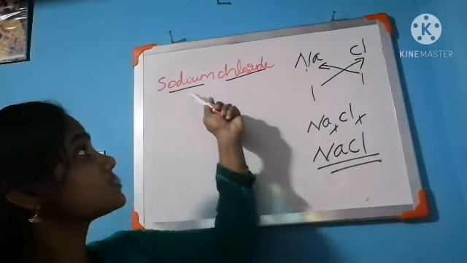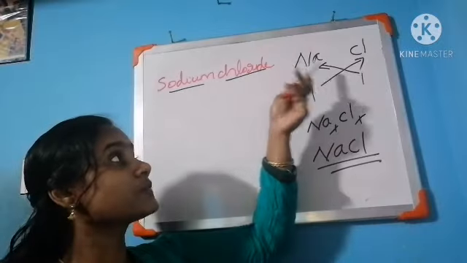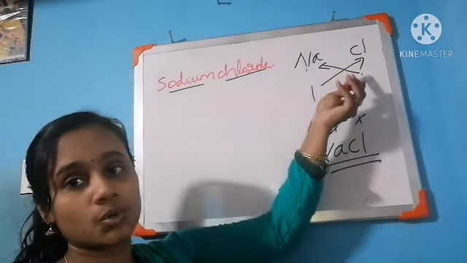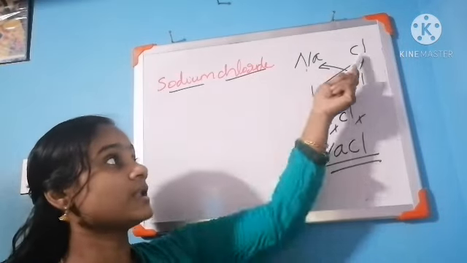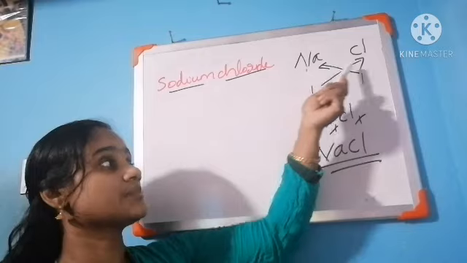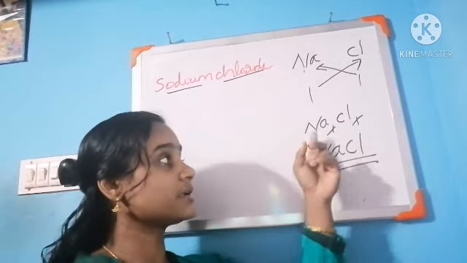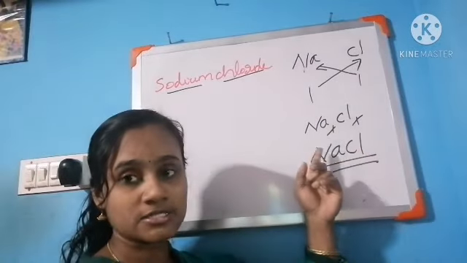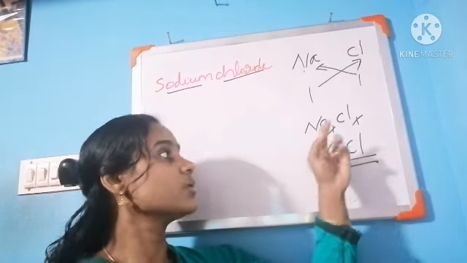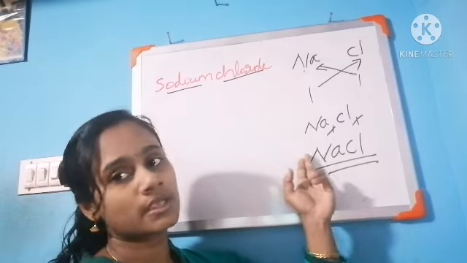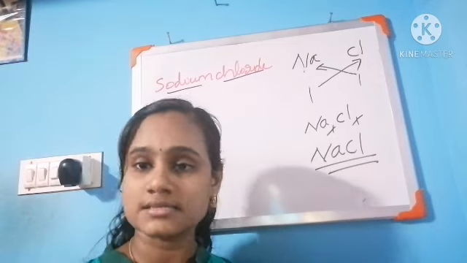Once again, sodium and chlorine are the constituent elements. The symbol of sodium is Na and the symbol of chlorine is Cl. Valency of sodium is 1, valency of chlorine is 1. Cross multiply: the valency of sodium goes under the subscript of chlorine, and the valency of chlorine goes under the subscript of sodium. The same valency cancels, so the formula of sodium chloride is NaCl.